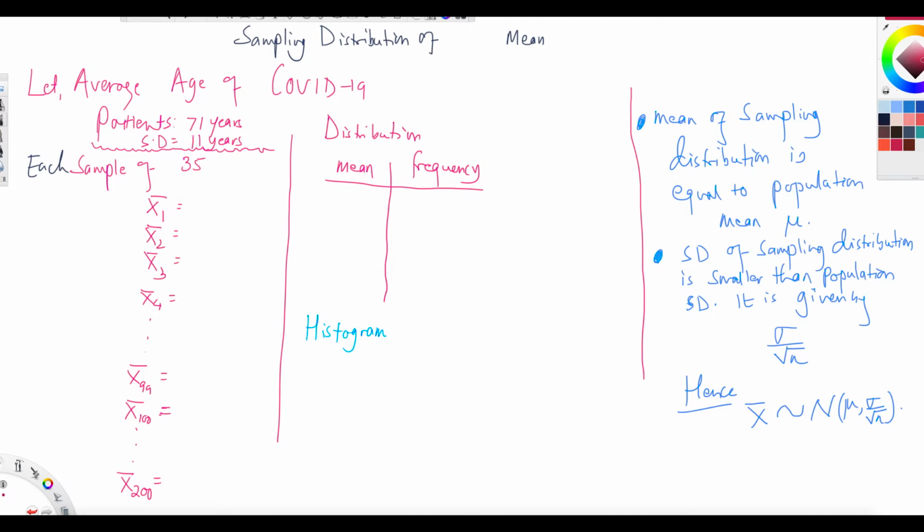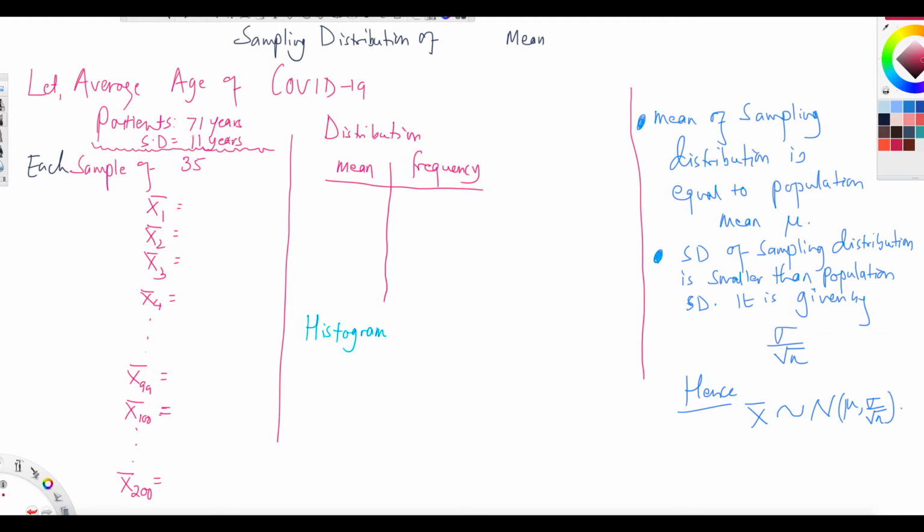In this video, I'm going to talk about the sampling distribution of the mean, or the distribution of the sample mean. What does that mean? Okay, let us see an example. Suppose that the average age of COVID-19 patients is 71 years and the standard deviation is 11 years.